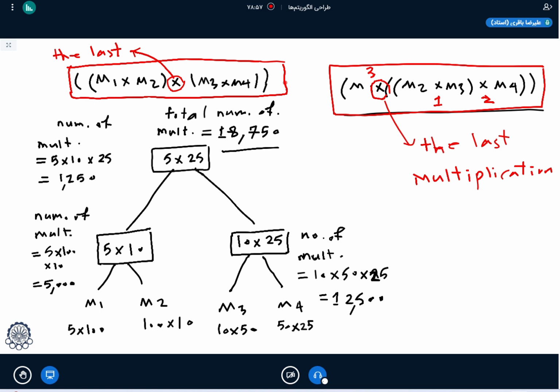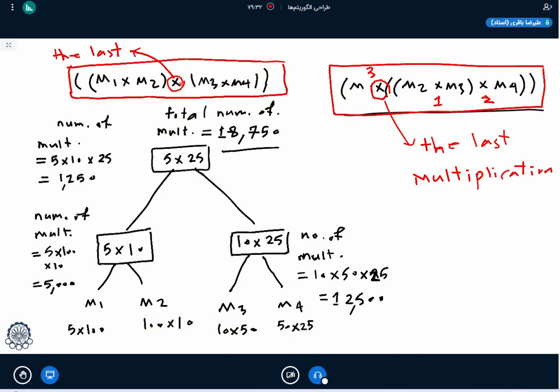If we are doing the multiplication in a way that, according to that parenthesis, we get the minimum number of multiplications. So if we do parentheses in any parentheses, one of the operations is the last operation.